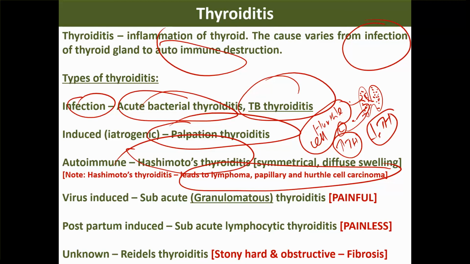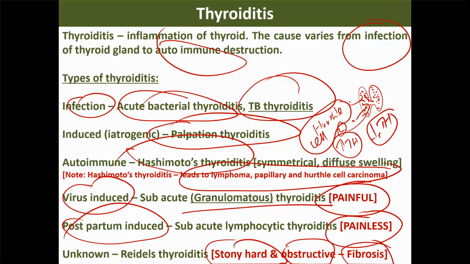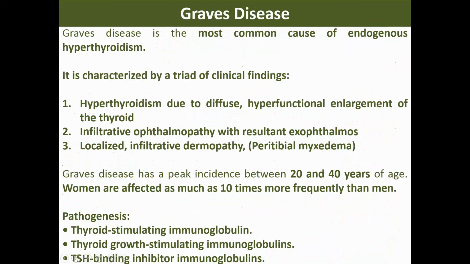Viral induced thyroiditis will be very painful, and that is called granulomatous thyroiditis. Sometimes after delivery we get the thyroiditis that is called subacute lymphocytic thyroiditis. There will be painless swelling. And Riedel thyroiditis, they become very stony hard, and it is obstructive, constricting the neck, that is called fibrosis. So these are the different thyroiditis. The most important one is Hashimoto thyroiditis.